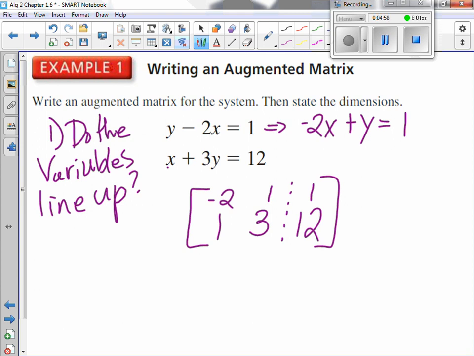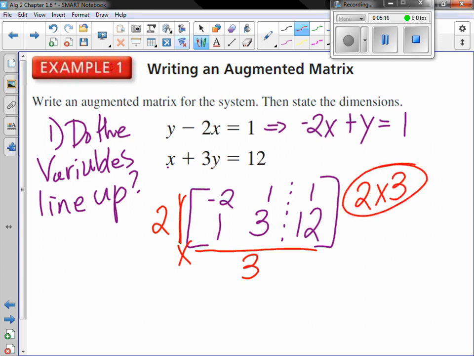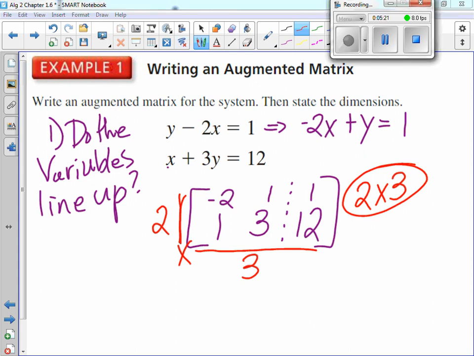Now the dimensions. How many numbers do we have here? We've got 1, 2, yeah? How many do we have here? So this is a 2 by 3. That's the dimensions of this matrix here. So any questions on this here? Not too bad? We good with this here? Yes? Let's do another one.